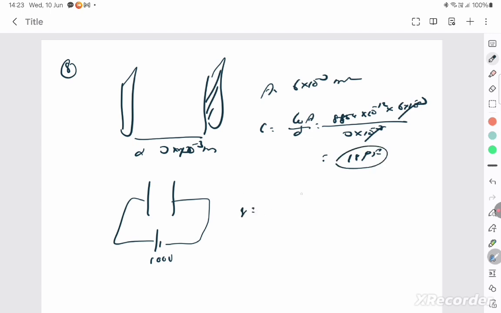Q is equal to C into V. The original capacitance is 18 picofarad, pico is 10 to the power minus 12, into the voltage, which is 100. You get this answer directly: 1.8 into 10 to the power minus 9 coulomb.